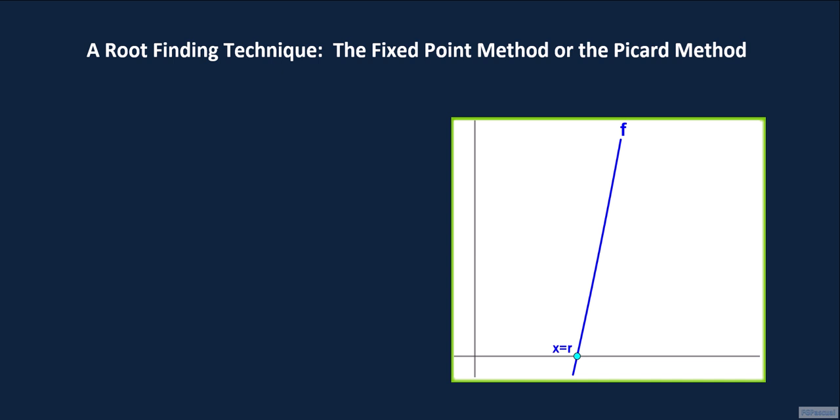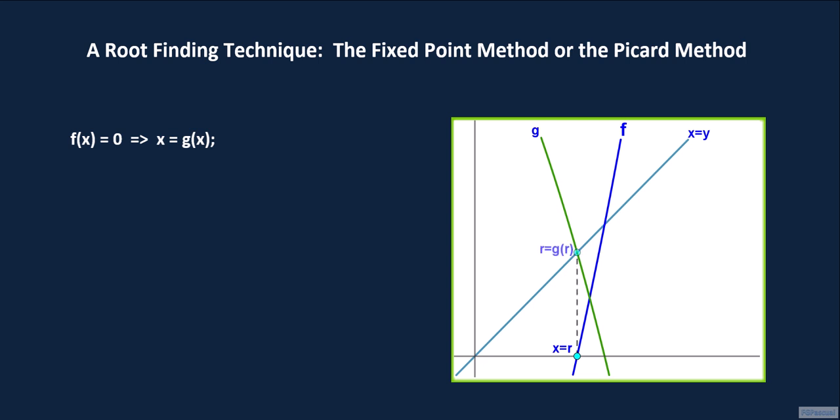In this lecture, we introduced the root finding technique called the fixed point method, or the Picard method, for finding solutions of the equation f(x) = 0. To get started with the method, we transform the equation f(x) = 0 into the equation x = g(x). And so, if we are looking for the root x = r, instead of directly solving the equation f(x) = 0, we look for the intersection point at x = r between the graphs of g and the line x = y, assuming of course that r = g(r).